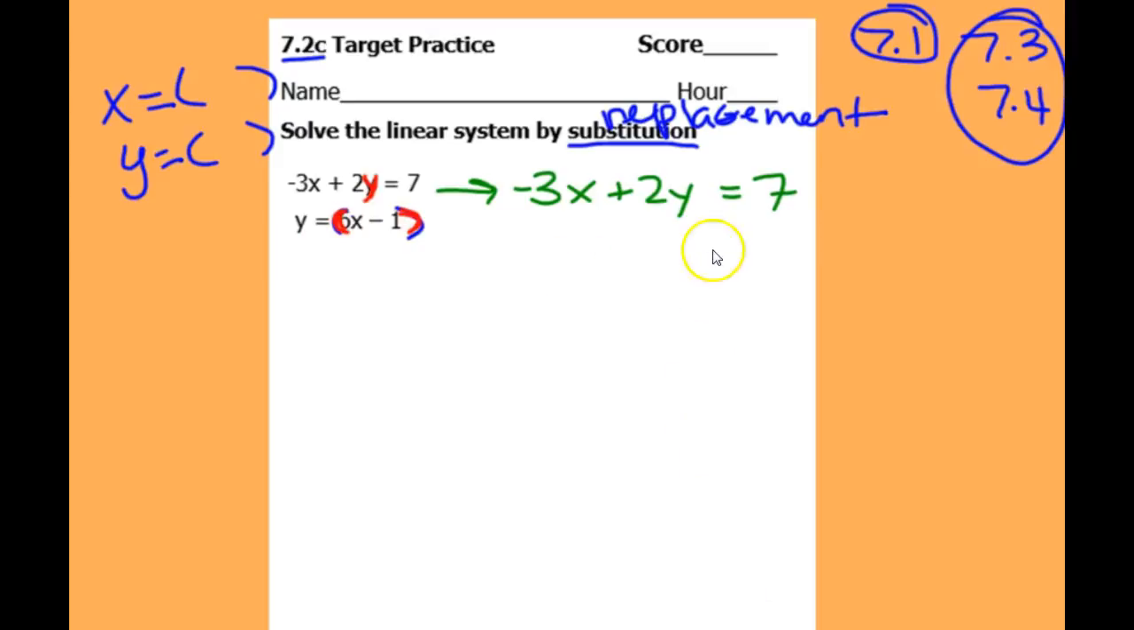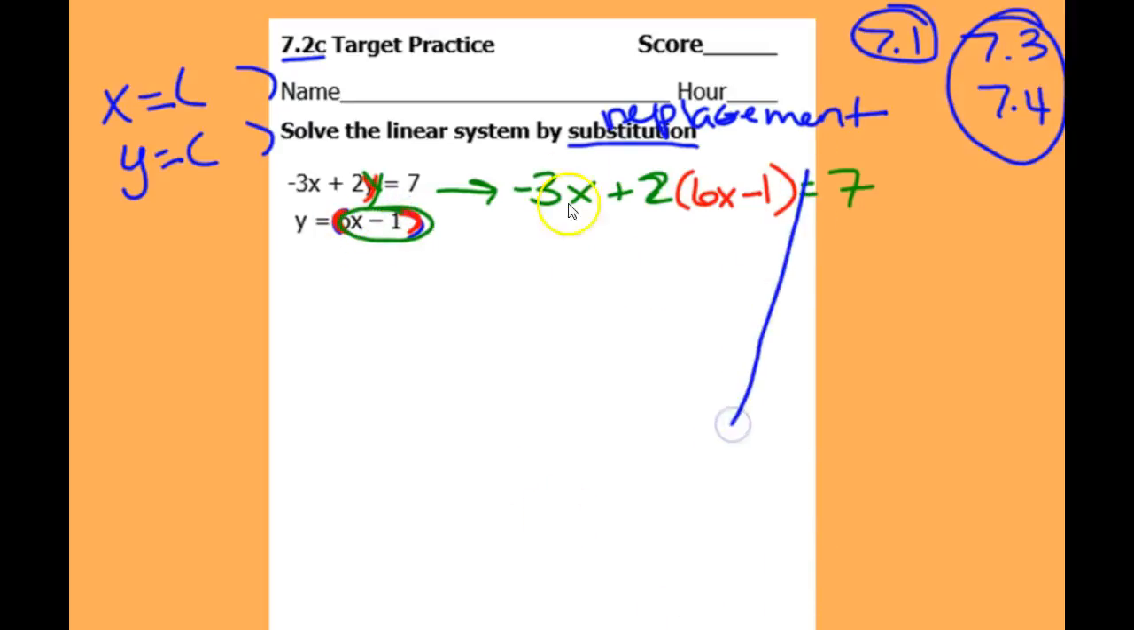Oops, I already made a mistake. Instead of the letter y, we're replacing it with 6x minus 1, all equal to 7. So I took out the letter y and replaced it with this piece here. Now we're going to solve this.